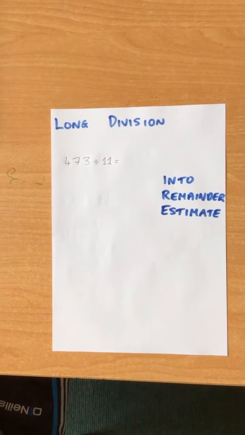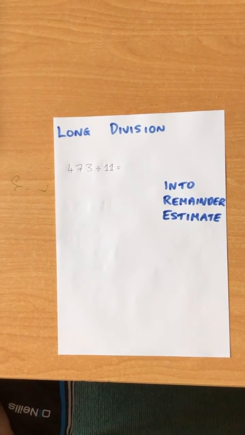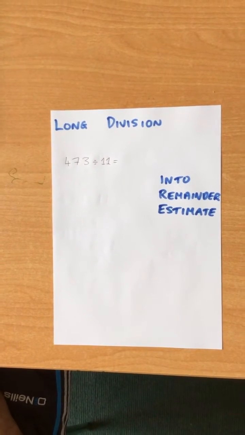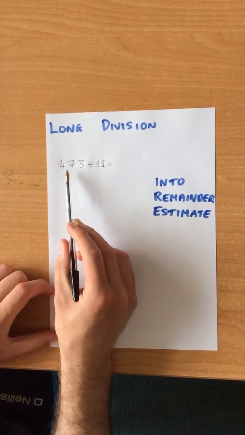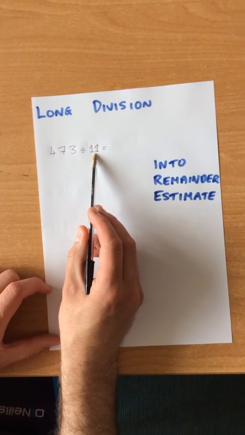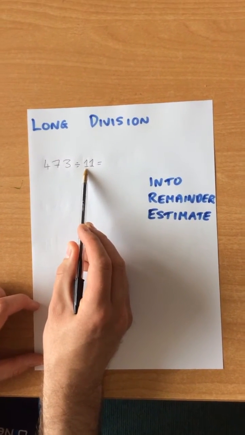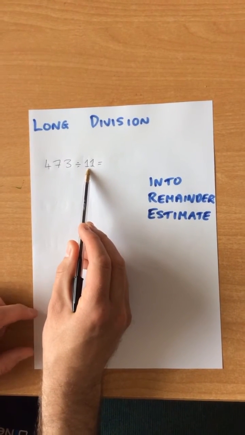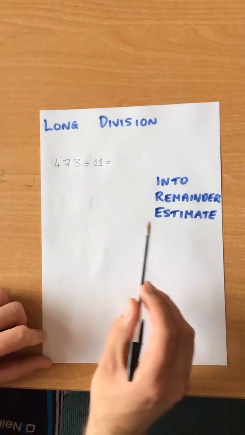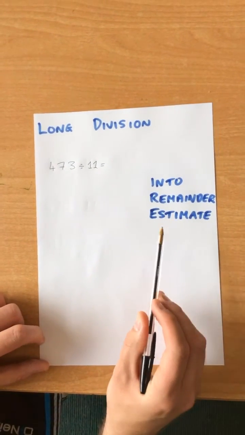The following is an example of how a long division sum should be completed using the standardised language we teach to children in Parteen National School. So I have here a sum, 473 divided by 11. It's long division because I'm dividing by 2 digits. Anything more than 1 digit would make it a long division sum. So always in Parteen we encourage the children to estimate.